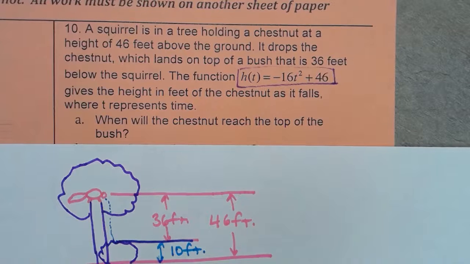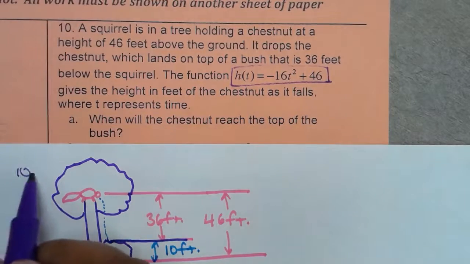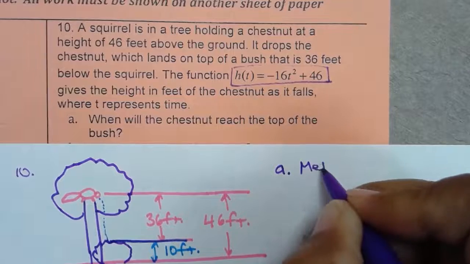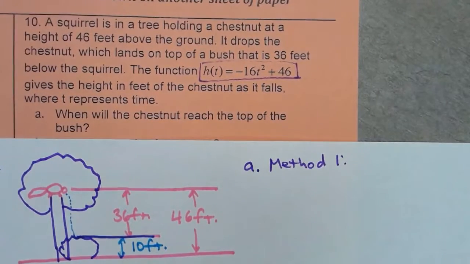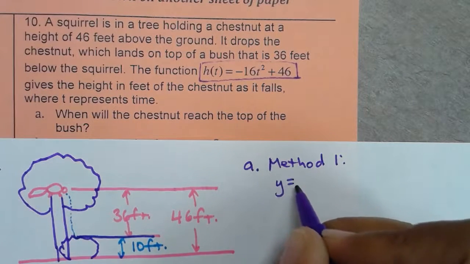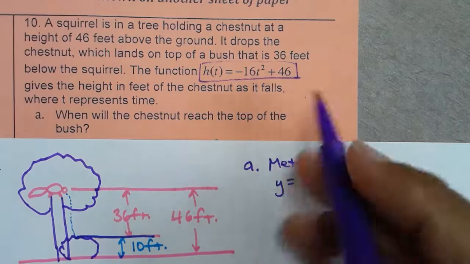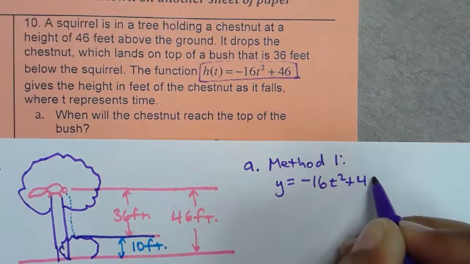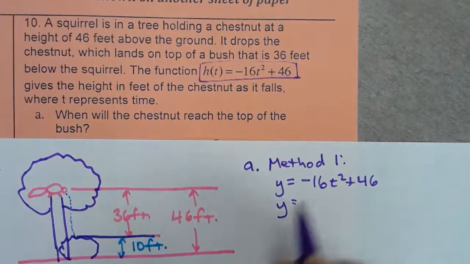So there are two ways to solve for this. In order to solve for number 10, part A, there's two methods, and you'll get the same answer. Method number 1 involves using your graphing calculator. By the way, both methods involve graphing calculators. It is to put one equation in, which is the negative 16t squared plus 46, and then putting the other equation in, which is this 10 feet.